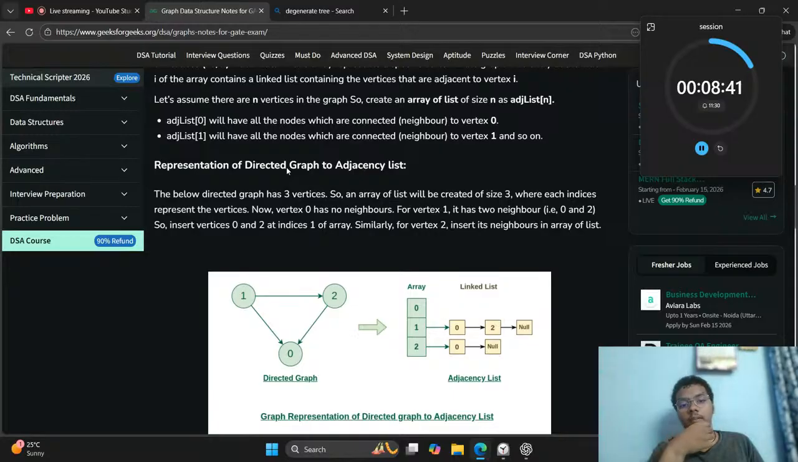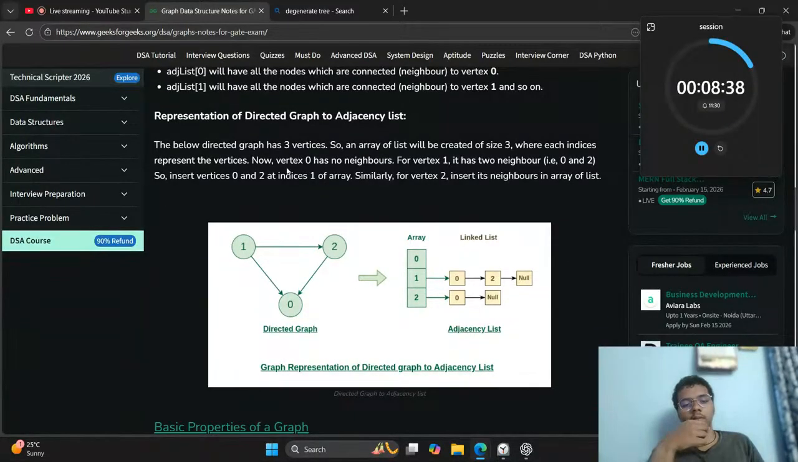Representation of a directed graph as an adjacency list: 1 to 0, 1 to 2, and 2 to 0. The below directed graph has 3 vertices, so an array of lists will be created of size 3, where the indices represent the vertices. Now vertex 0 has no neighbors. Vertex 1 has two neighbors, so insert 0 at index 1 of the array.